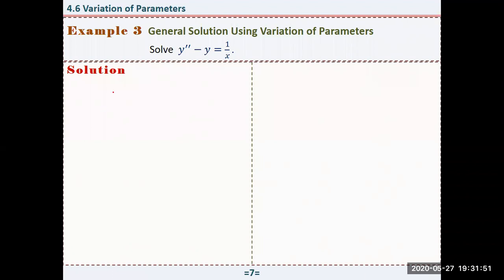So we're going to solve another example. It's about general solution using variation of parameters. So here is our differential equation, y double prime minus y is equal to 1 over x.